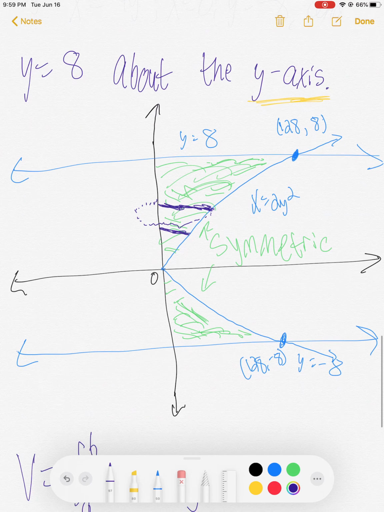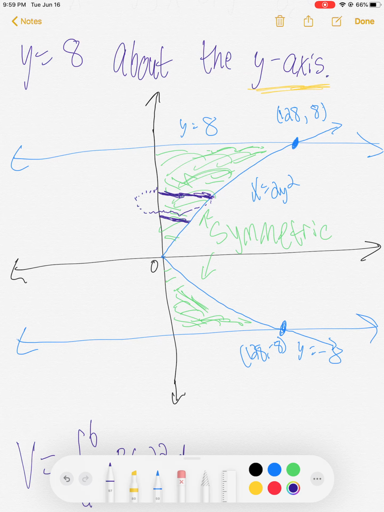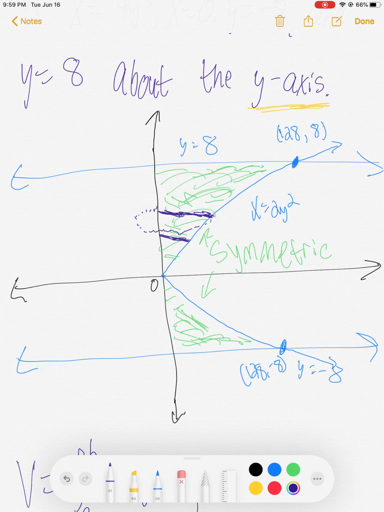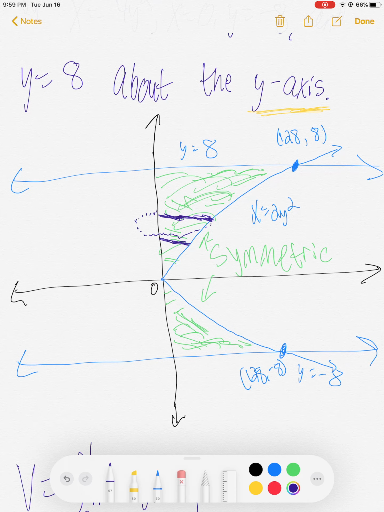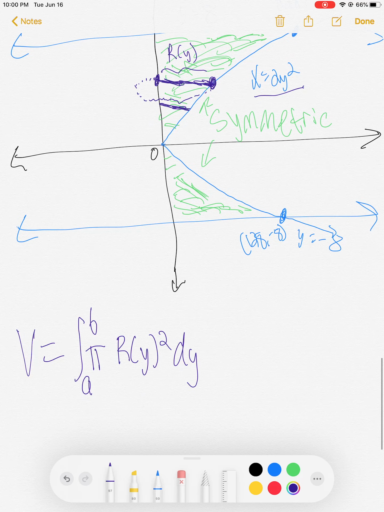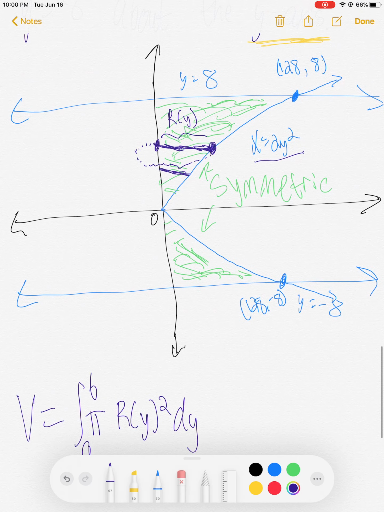So in this case, our radius is given by a function of y rather than a function of x. Rather than a vertical segment of a certain length, this is a horizontal segment, and in particular that length is given by 2y squared. That is the distance from the y-axis out to this curve. So this right here is r of y.